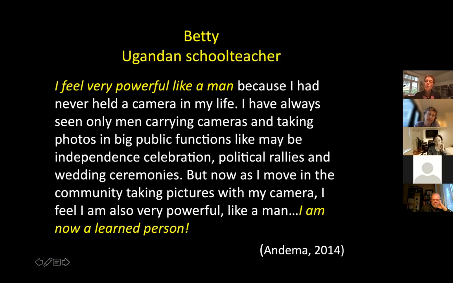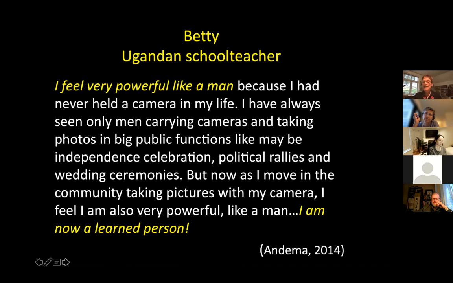This is true, of course, not only for students, but also for teachers. So Betty, a Ugandan teacher, made the point, "I feel very powerful like a man because I had never held a camera in my life. I've always seen only men carrying cameras and taking photos in big public functions, like maybe independence celebrations, political rallies, and wedding ceremonies. But now, as I move in the community taking pictures with my camera, I feel I'm also very powerful like a man. I'm now a learned person."